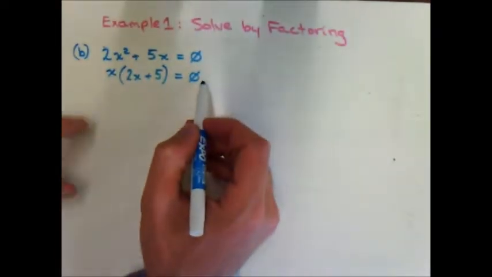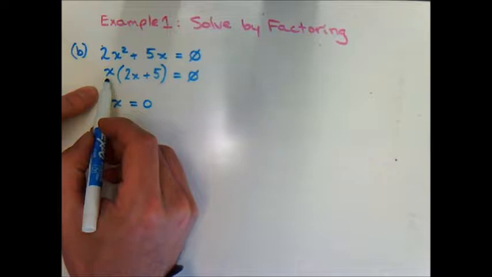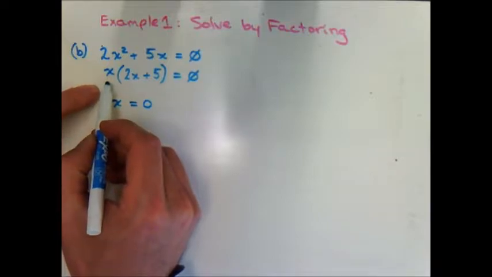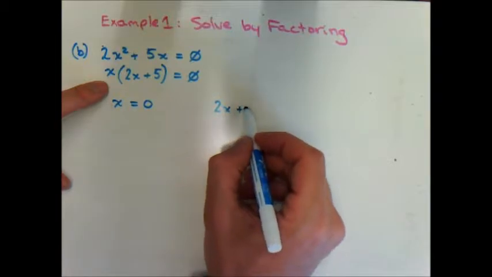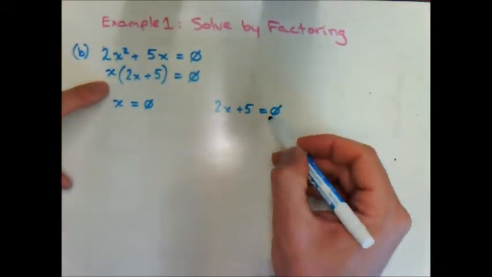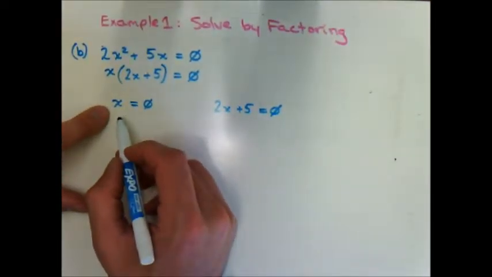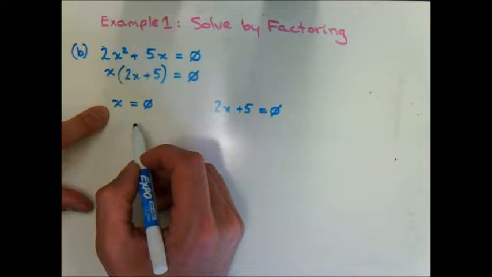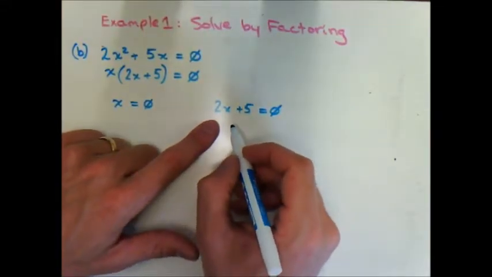So in order for this statement to be true, either x equals 0, our first factor, or 2x plus 5 equals 0. And we are solving for x. So this side is already done. One of our solutions is x equals 0. Our other solution takes 2 steps of work to get to.